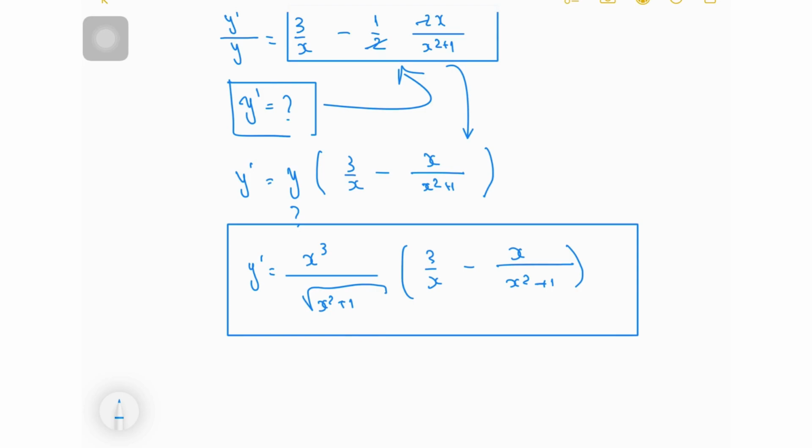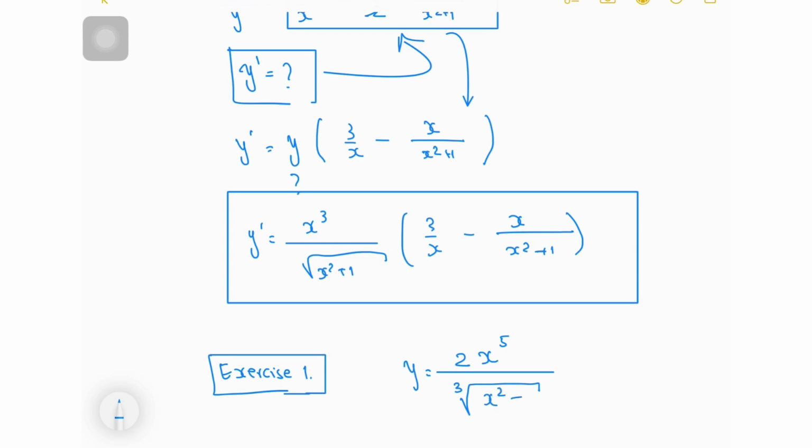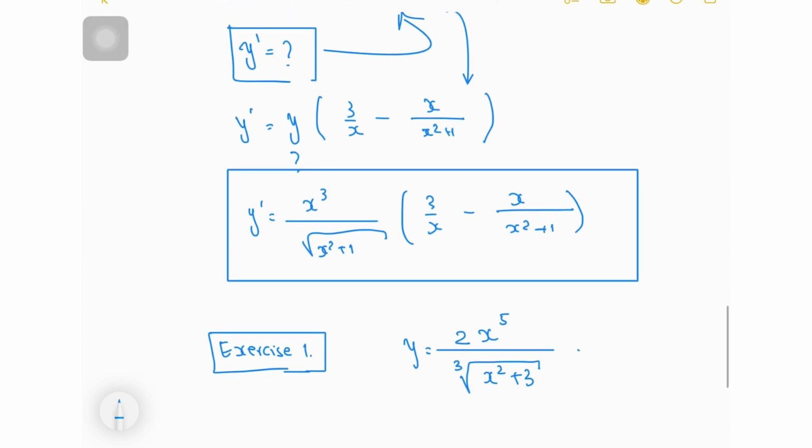That is the logarithmic differentiation. And you can try exercise 1. So y equals x to the power 5, let's say 2x to the power 5, and then you will have the cube root of x squared plus 3. So this is your task, and try following these steps. Thank you.